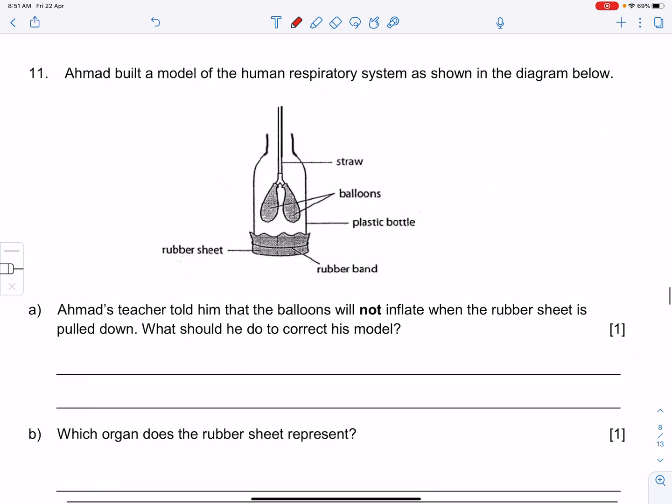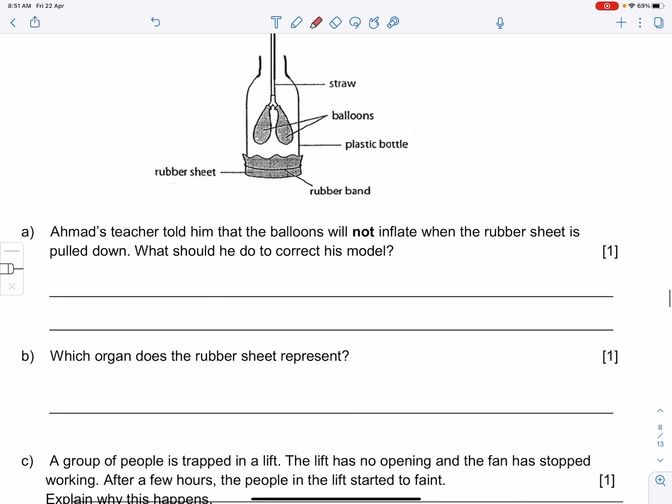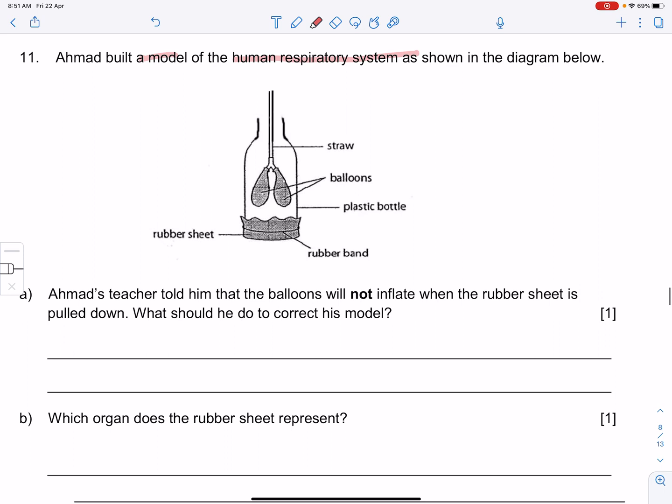Okay, Ahmad built a model of a human respiratory system as shown in the diagram below. Now, whenever you have a model, it's just a representation of your respiratory system. It can never be 100% accurate. Now, Ahmad's teacher told him that balloons will not inflate when the rubber sheet is being pulled down. What should he do to correct his model?